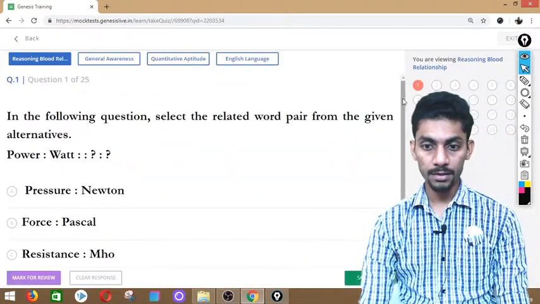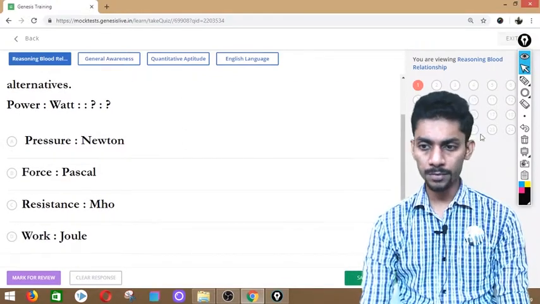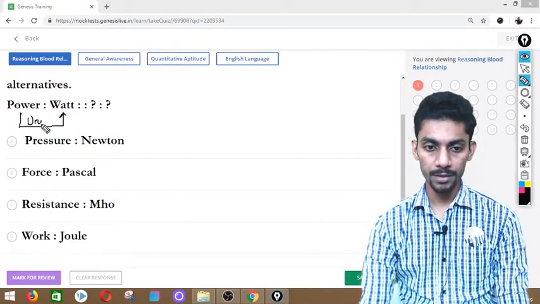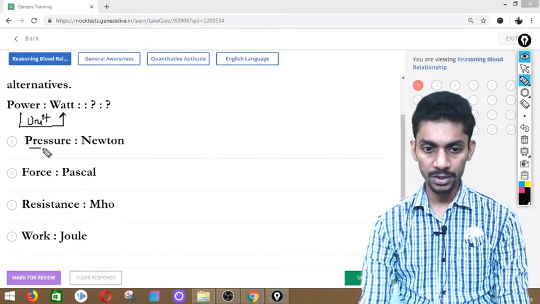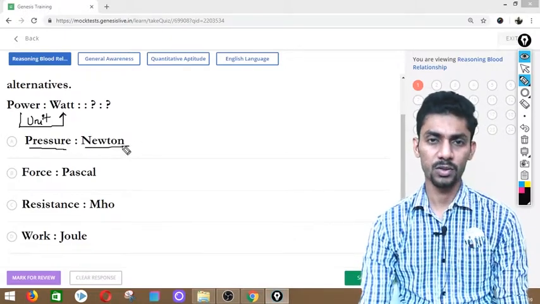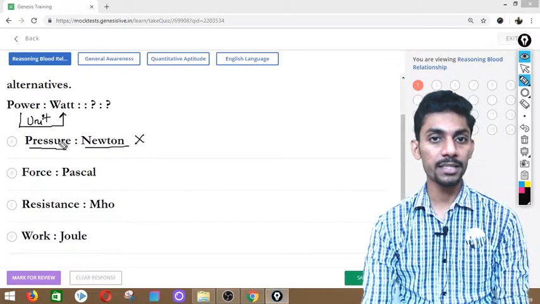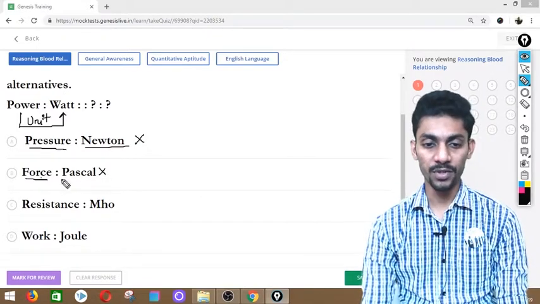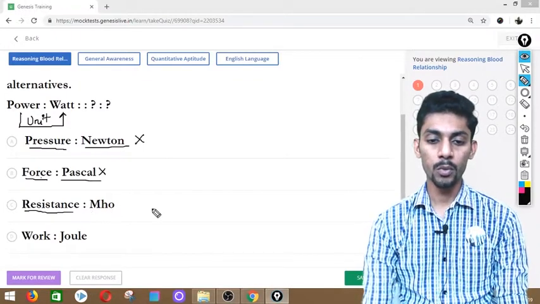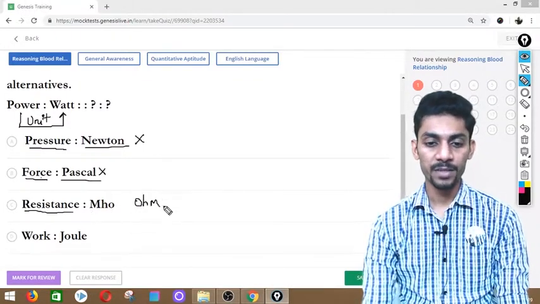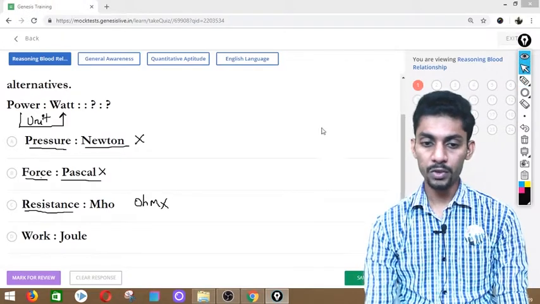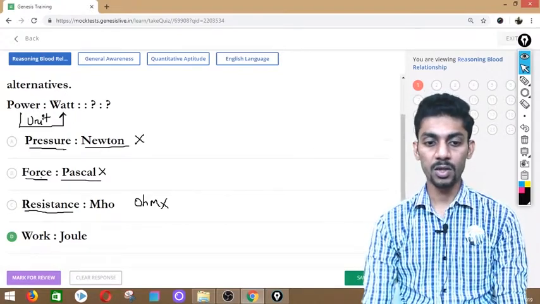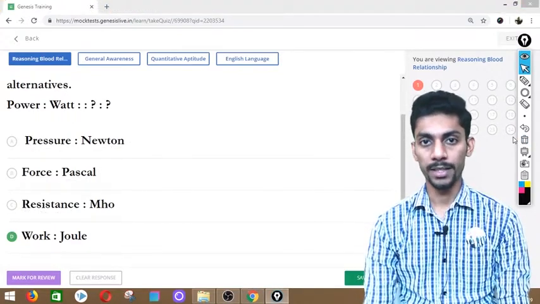Question number 1 says power is to watt, question mark, question mark. Now what is watt? Watt is the unit of power, correct? What is unit of pressure? Is it Newton? No, it's in pascals. So this is not the right unit. Force, we know, what is force unit? It is Newton. We all know this. Resistance, it is not mho, it is ohm, Ohm's law. So even this is wrong. So proper unit is work, unit is joules. So answer is option D. That is the right unit measurement.